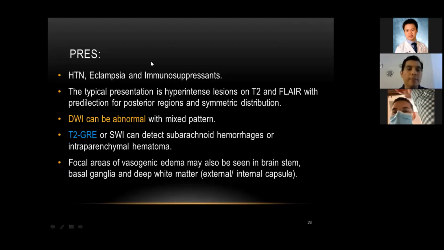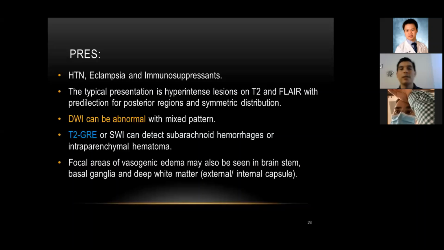This is PRES. PRES has causes that are well known, but the typical presentation is hyperintense lesions on T2 and FLAIR with predilection for the posterior region and symmetric distribution, but PRES is not always reversible and not always posterior. So what we can find is that DWI can be abnormal with a mixed pattern. This is a phenomenon of vasogenic edema, but without a disruption of the blood-brain barrier.